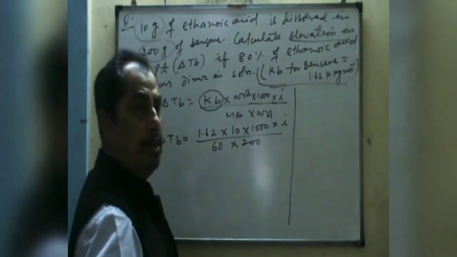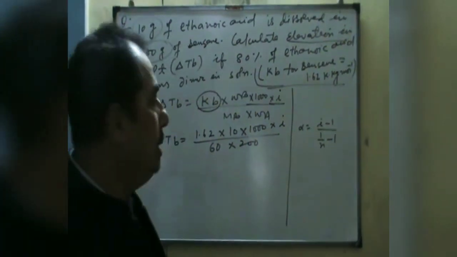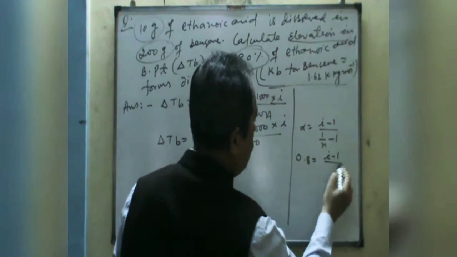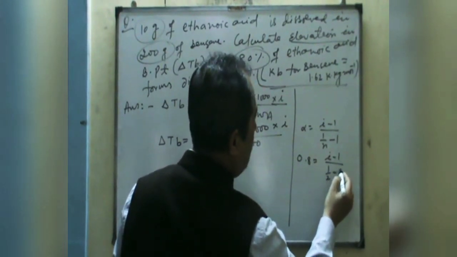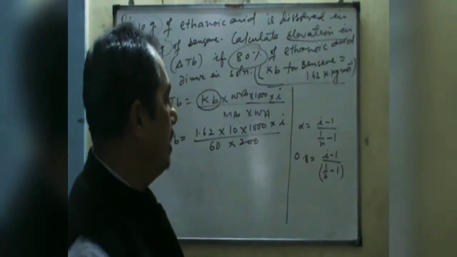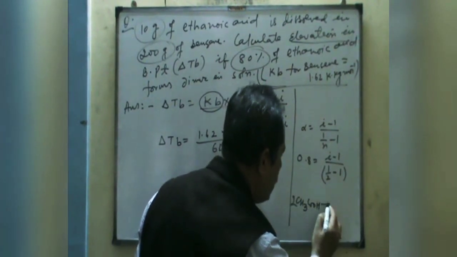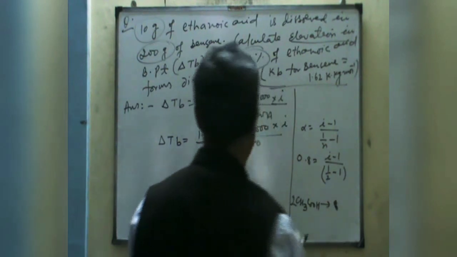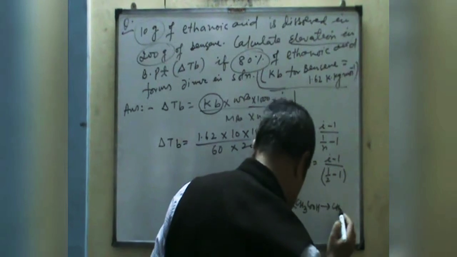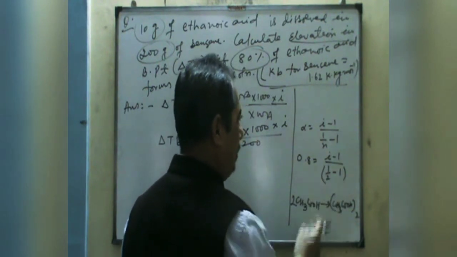Since it is association, alpha is equal to i minus 1 upon 1 by n minus 1. Can you tell me how much alpha? 80%. So you can take 0.8 equal to i minus 1. Since ethanoic acid undergoes association like this, it is 1 by 2 minus 1, because acetic acid undergoes dimerization to form (CH3COOH)2. That means 1 by 2.